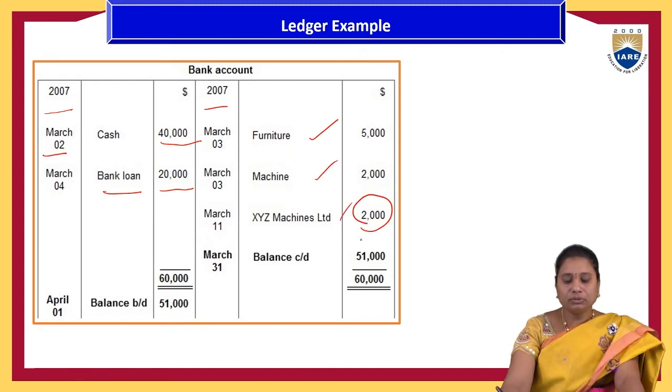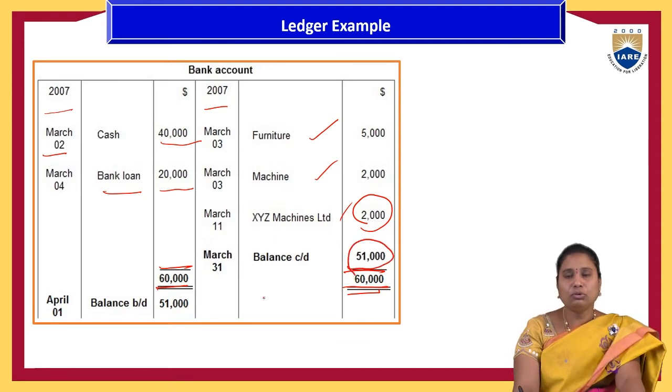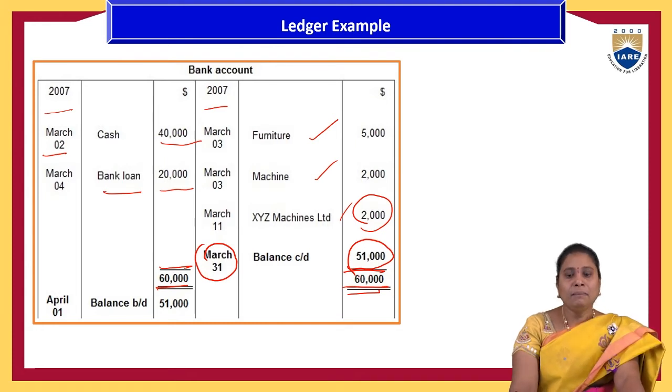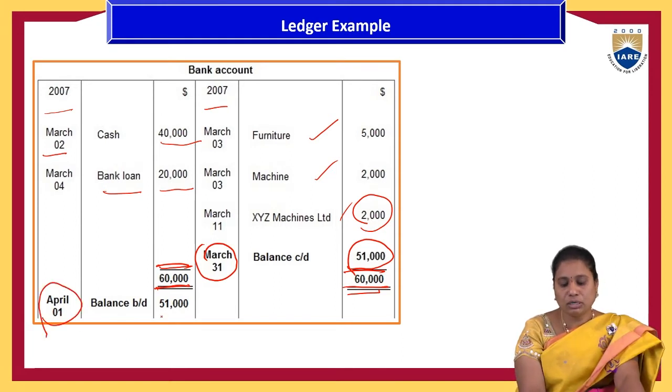The remaining balance left with the organization is used to balance these two sides. Both have to be equal at 60,000, but on this side a balance of 51,000 is there. That amount has to be carried down to the next date. By the end of that particular month, we have to mention the balancing figure here and then equalize the total amounts. Again, we write the next date of the month, and the balance brought down amount is 51,000.